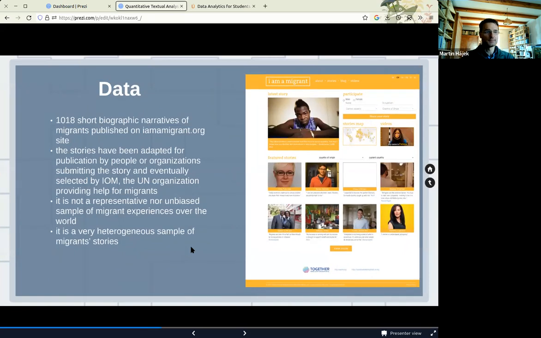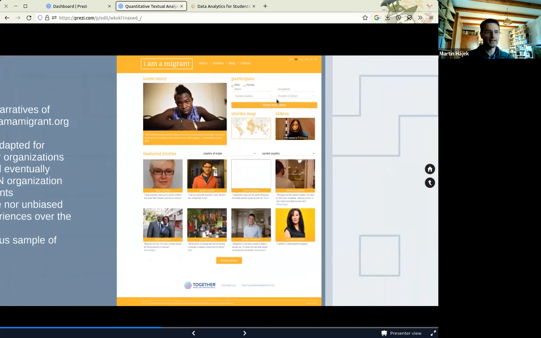What are our data? There are a little bit more than 1,000 short biographic narratives of migrants that were published on the website imamigrant.org. The web page looks like this one. This is an example screenshot of the web page, because I cannot show you the real web page, as the web page is down.